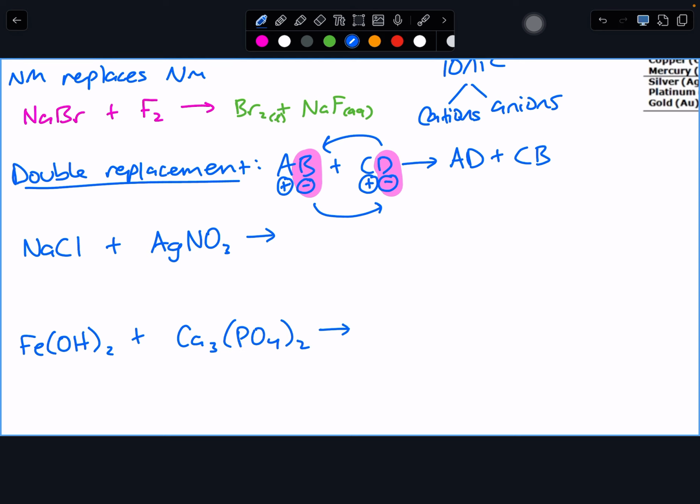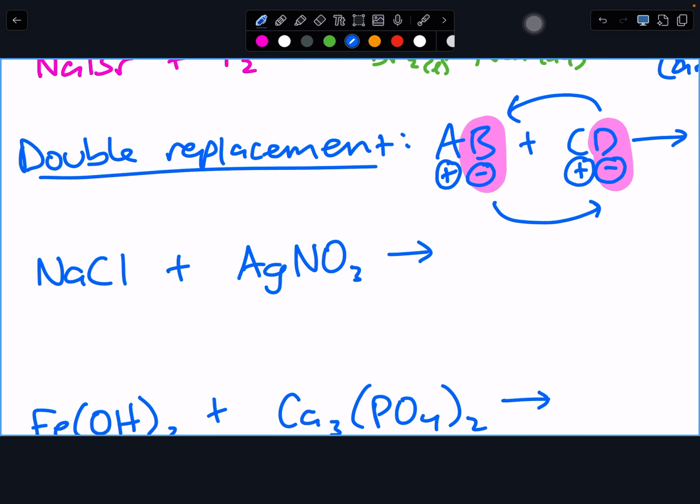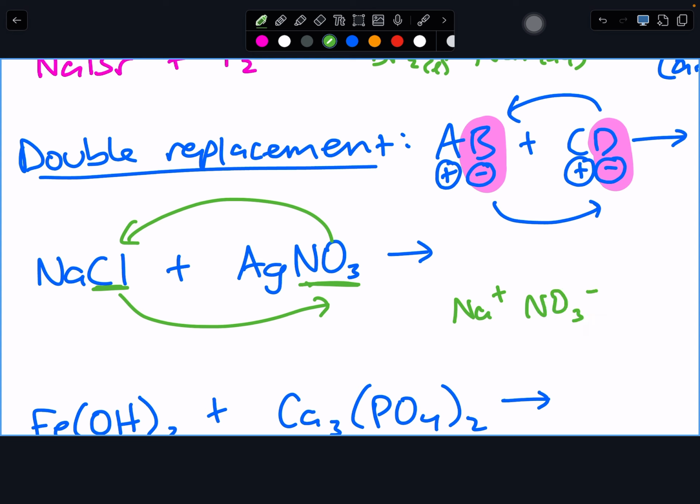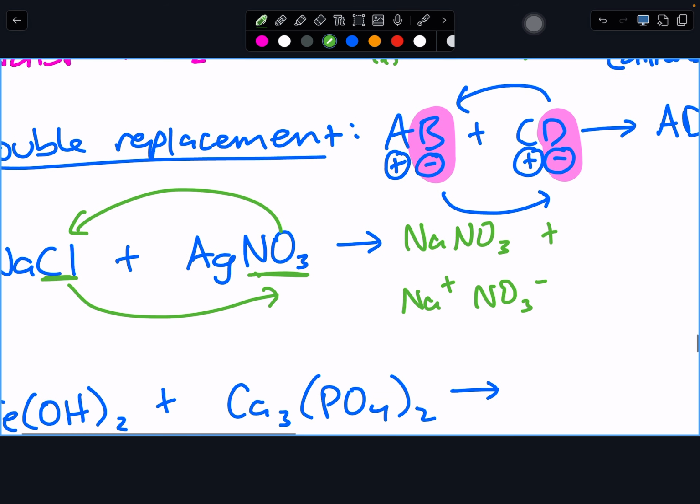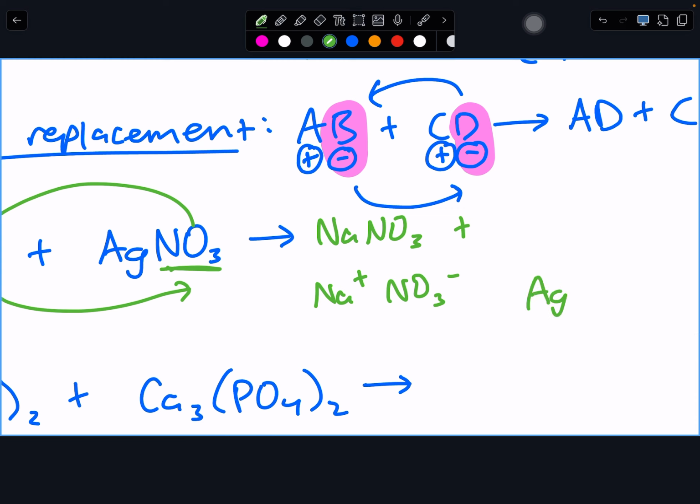Okay, in the first one, who's switching? Cl and NO3. Yes, both negative. NO3 is minus. So they're switching, right? NO3 is now with who? Na. Na is plus and NO3 is minus, so the formula is NaNO3. And then what's the second product? Ag is with Cl. Ag is plus, Cl is minus, so AgCl.